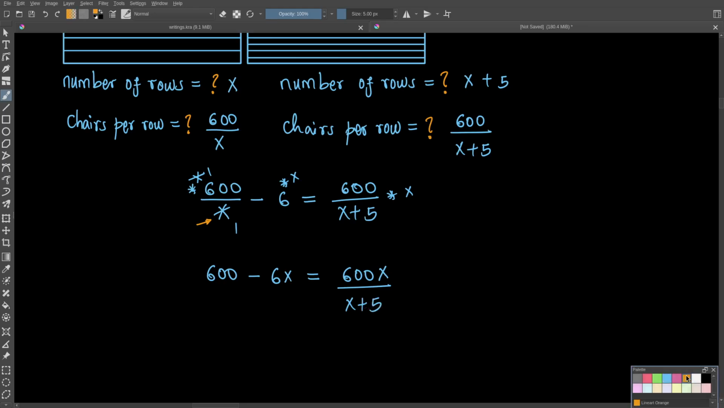Okay, now again, we have this x plus 5 in the denominator. To get rid of it, we multiply each term of the equation by x plus 5. So we are going to say times x plus 5, times x plus 5, and then this other one times x plus 5.